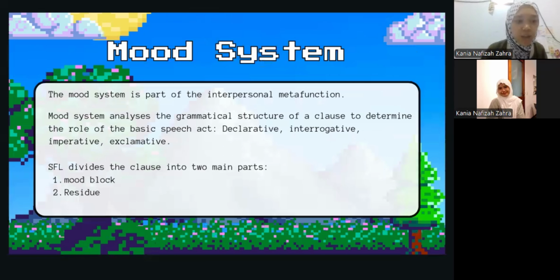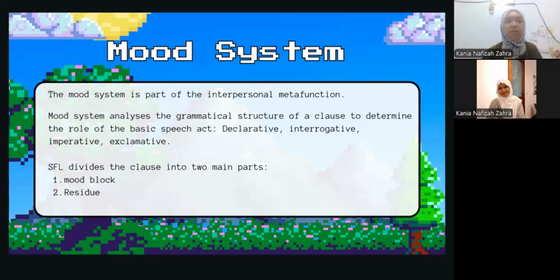Okay, now we jump into the mood system. What is the mood system? So the mood system is part of the interpersonal metafunction. In simple terms, in the mood system we commonly find four types of speech. The first one we have is declarative. What is declarative? It's usually a statement that you find in a text. The statement is called declarative.